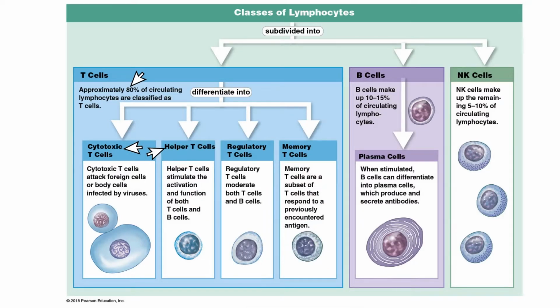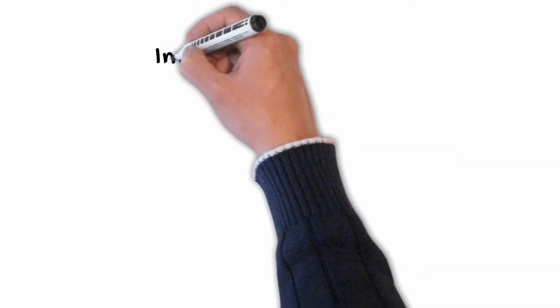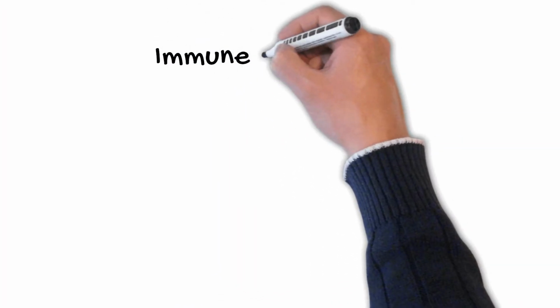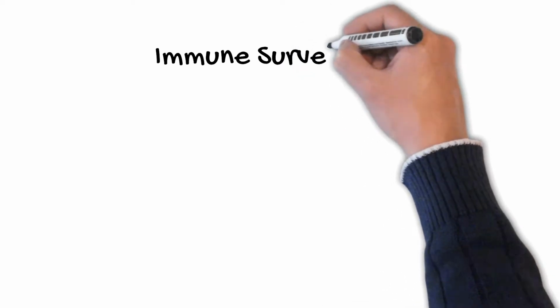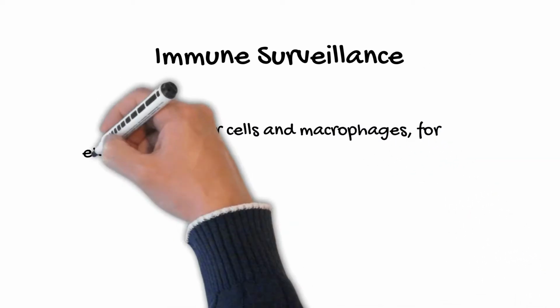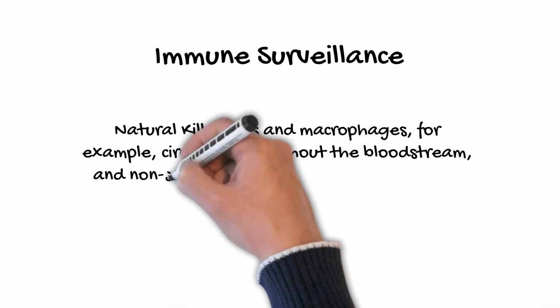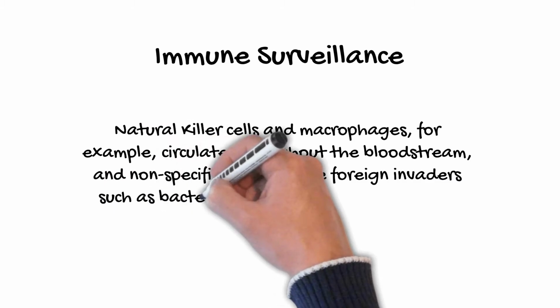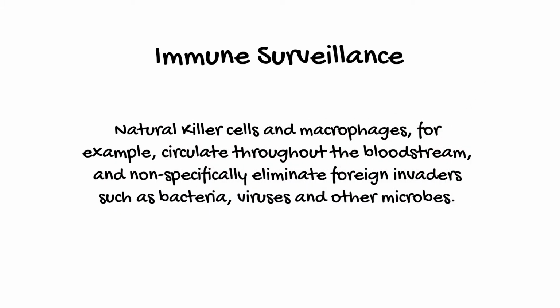That brings me to those terms that I just mentioned: immune surveillance, antibody-mediated immunity, and cell-mediated immunity. Well, immune surveillance is kind of a good way to just describe innate immunity. Natural killer cells and macrophages, for example, circulate through the bloodstream and non-specifically, remember that non-specific term, non-specifically eliminate foreign invaders such as bacteria, viruses, and other microbes. They just see something different and they do something about it.